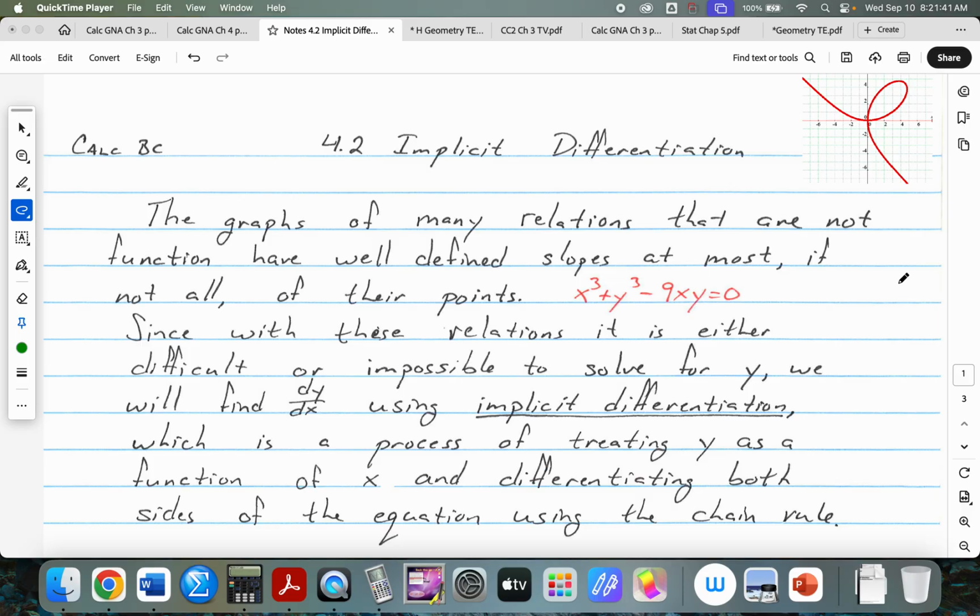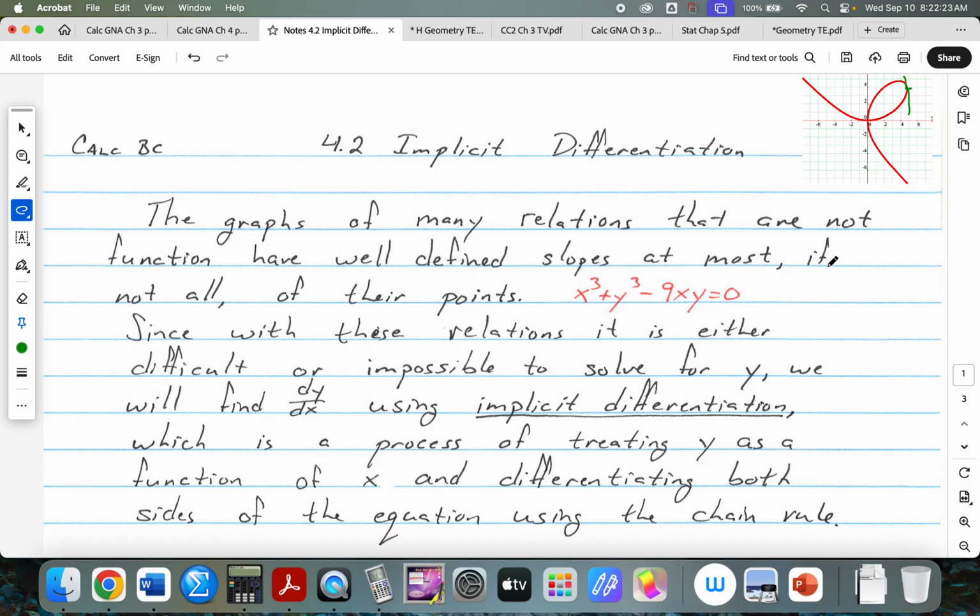The graph that I have up there in the corner is the graph of x cubed plus y cubed minus 9xy is equal to 0. It's kind of a cool looking little curve. Pretty much at every point, this is going to have a derivative, except at the origin, because you've got a vertical tangent there. But other than that, if I pick a point over here someplace and draw the tangent line, it looks like that.